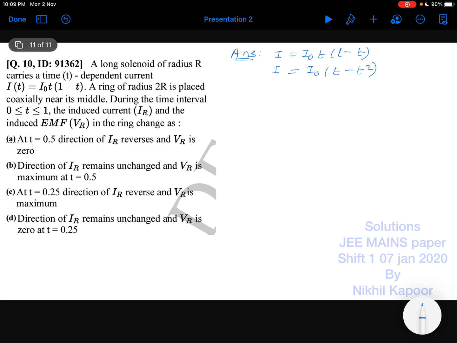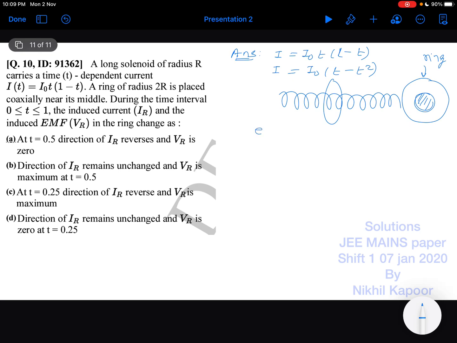A ring of radius 2r is kept coaxial near its middle. So here this is the infinitely long solenoid, while this is the ring which is having radius 2r. So if you see the cross section, this is the cross section of solenoid and that is the cross section of the ring. So the flux is passing only through this area.